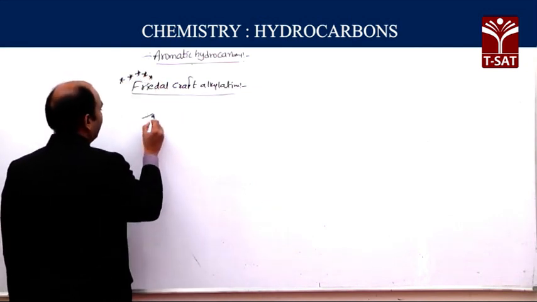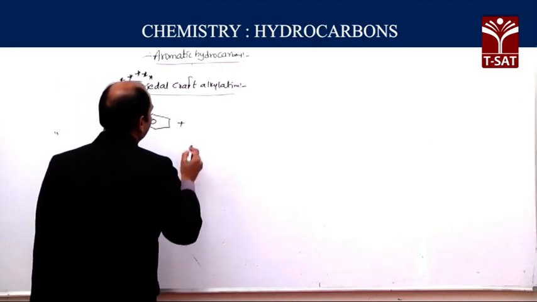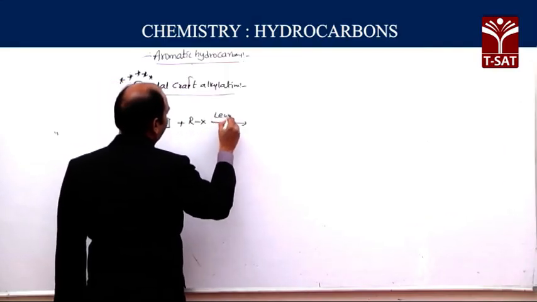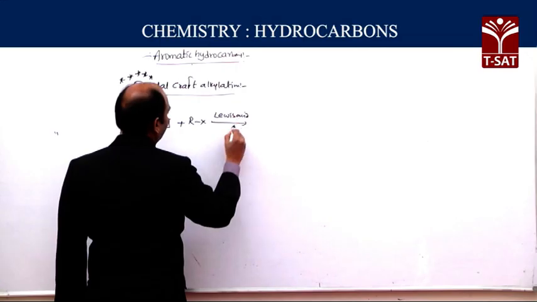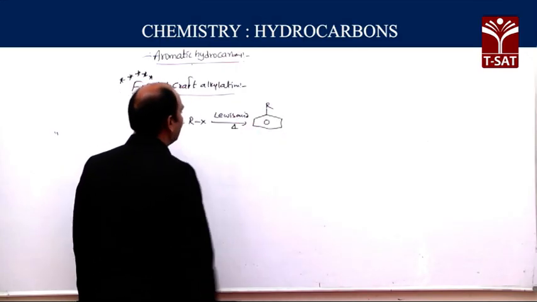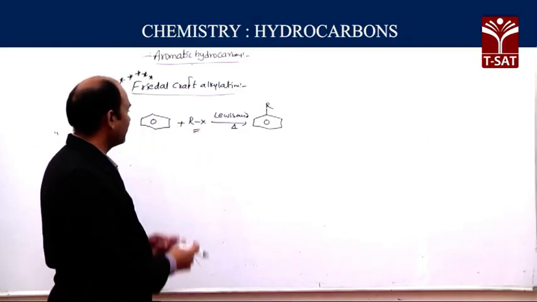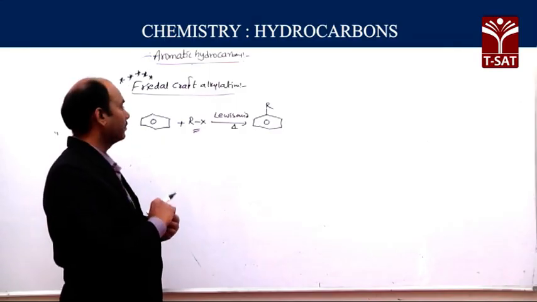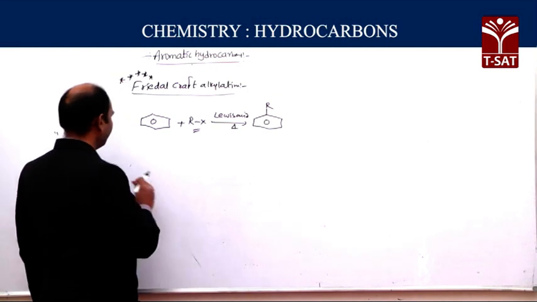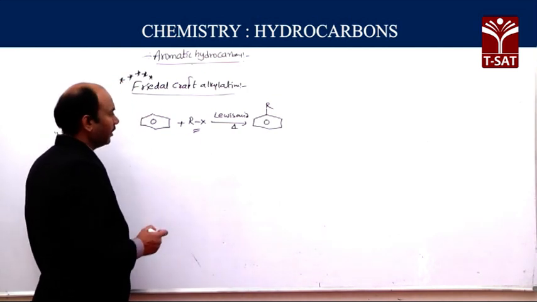So when benzene is treated with alkyl halide RX in the presence of Lewis acid, on heating we get alkylbenzene. We can also use other compounds, alkenes or alcohols, for generation of alkyl carbocation. In this one, again the same mechanism, that is generation of the electrophile.